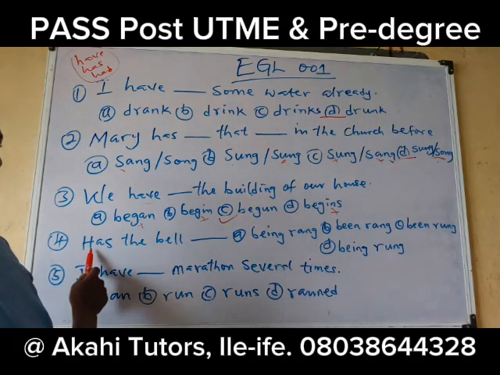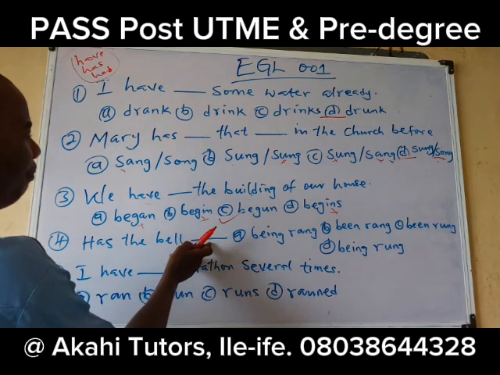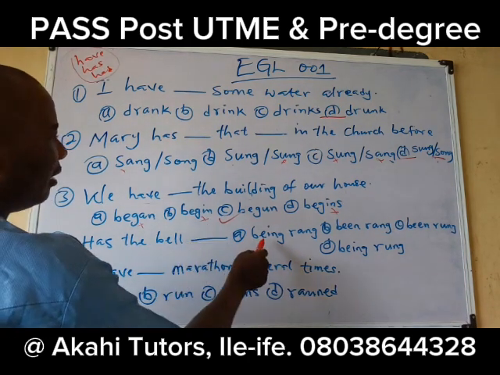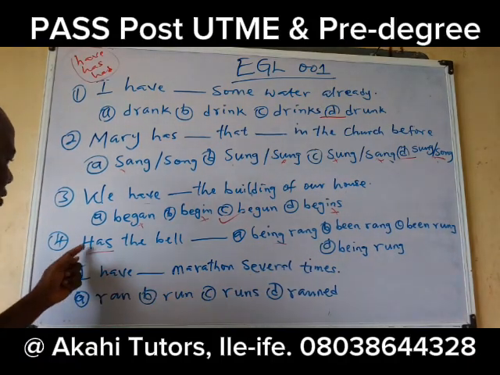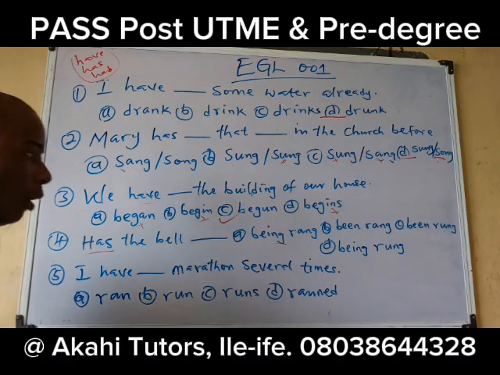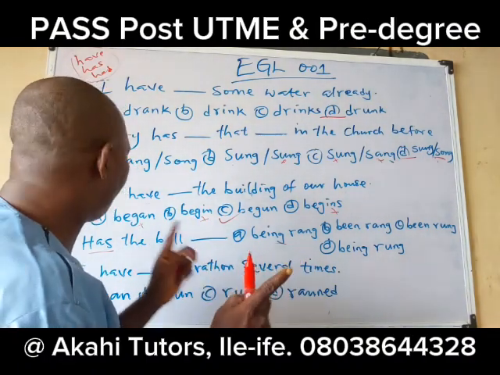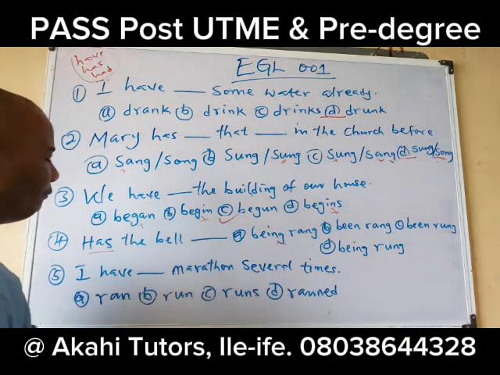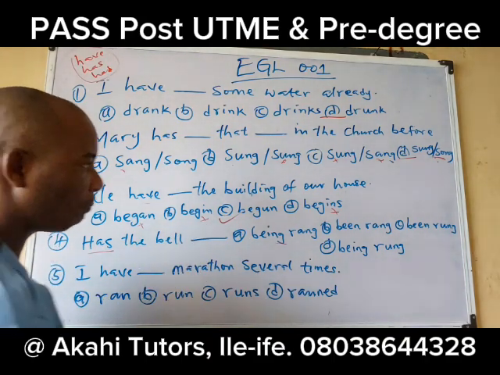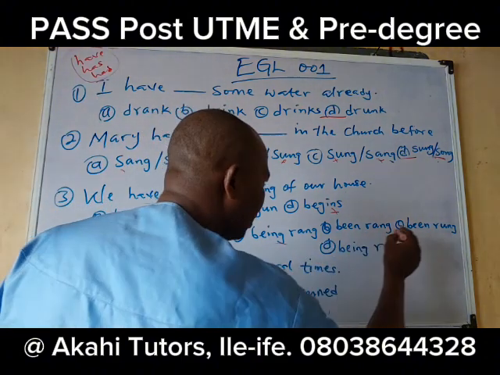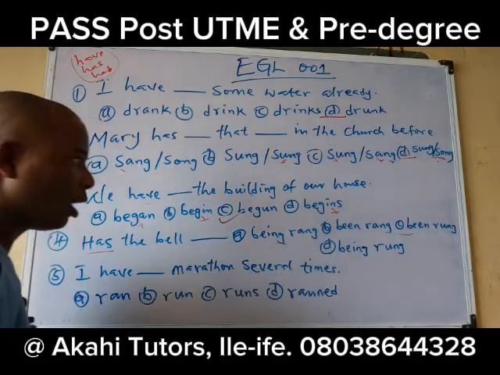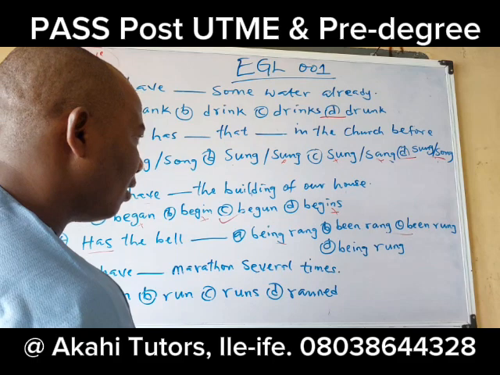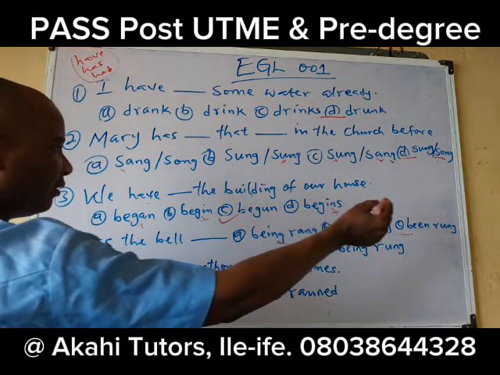Question 4, "Has the verb blank?" Here we have the continuous form, and the rule says that when we have has, have or had, the next verb will be what? A past participle verb will be required. So the past participle from the list of options given to us is option C. Has the verb been wrong?